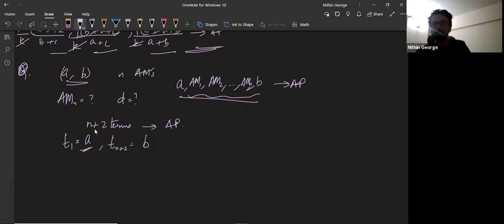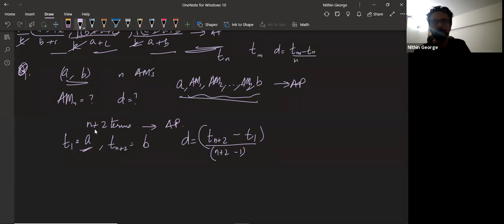Tn plus 2 is B. Common difference will be what? D will be Tn plus 2 minus T1 by n plus 2 minus 1. Simple. So if you have terms like this, Tn and Tm, if you want to find D, simply put Tm minus Tn divided by m minus n. This is the easiest way of finding the common difference.